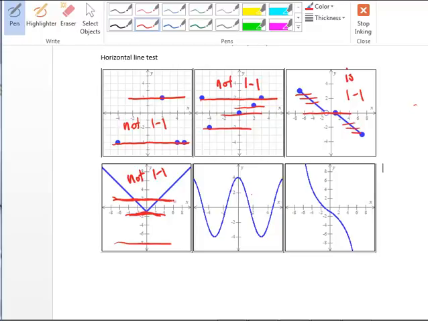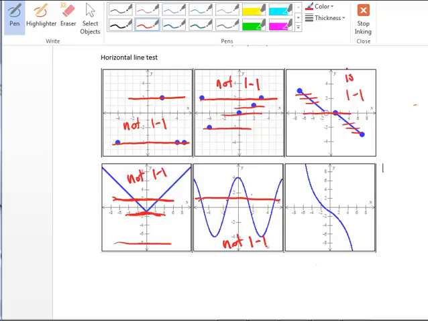Similarly, go to the next graph. This one's also not one-to-one, because here is a horizontal line that we can see physically is hitting the picture in 1, 2, 3, 4 spots. So it hits more than once. This is also not one-to-one.